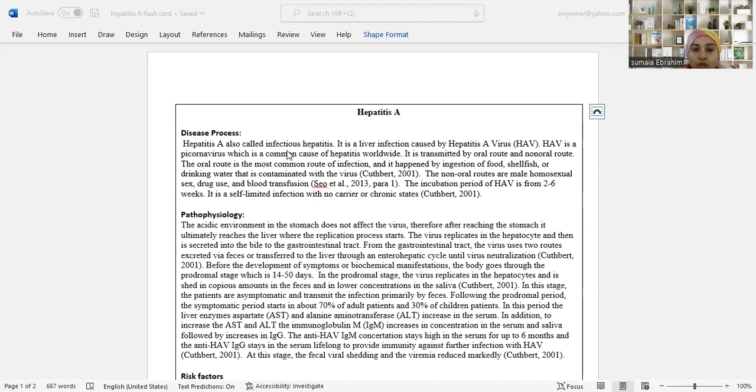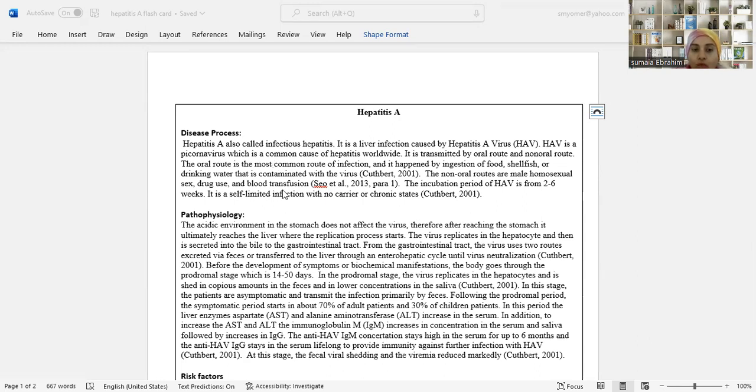Hepatitis A is also called infectious hepatitis. It is a liver infection caused by hepatitis A virus. Hepatitis A virus is a picornavirus, which is a common cause of hepatitis worldwide. It is transmitted by oral route and non-oral route.